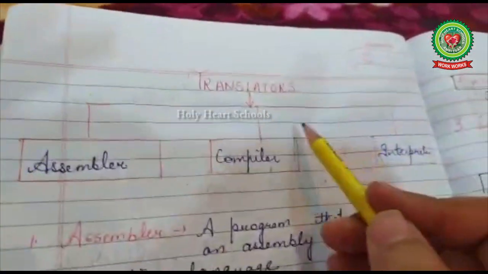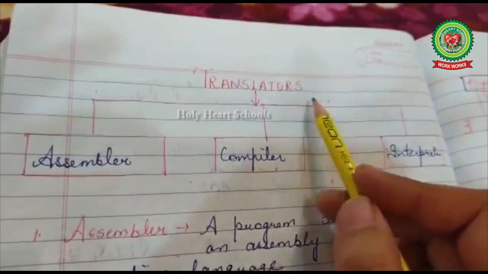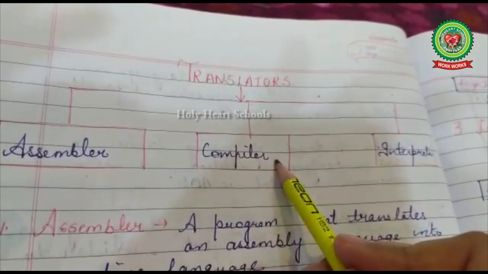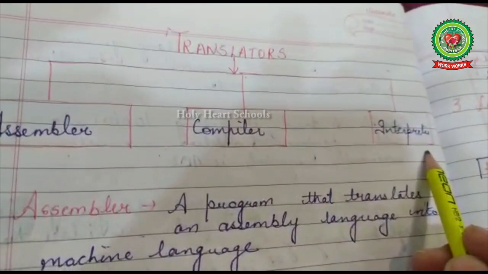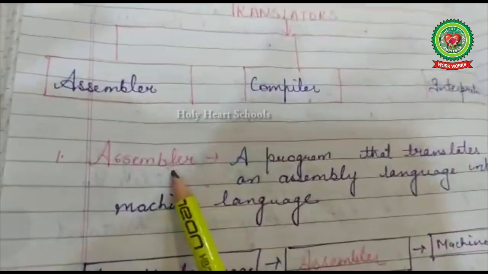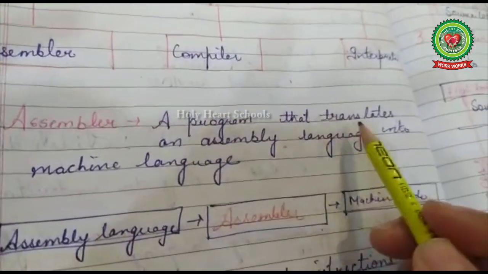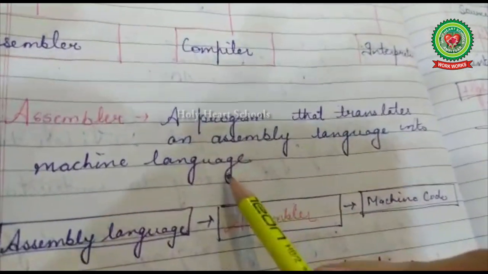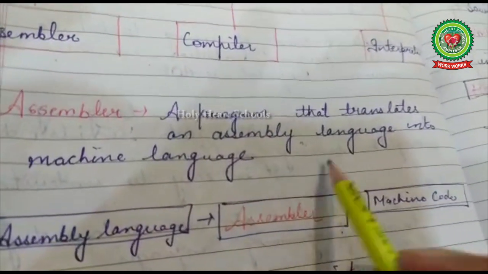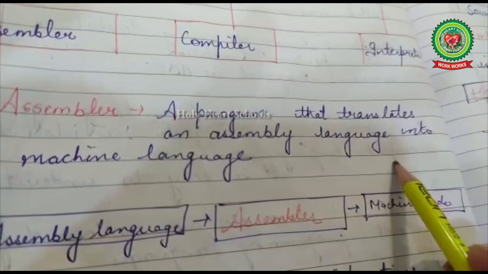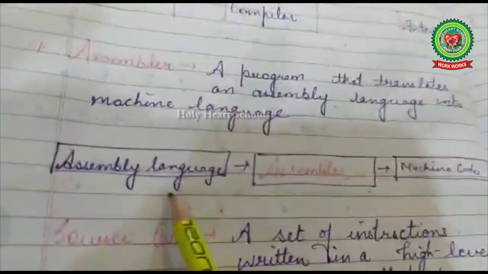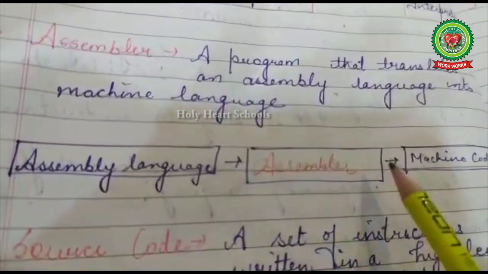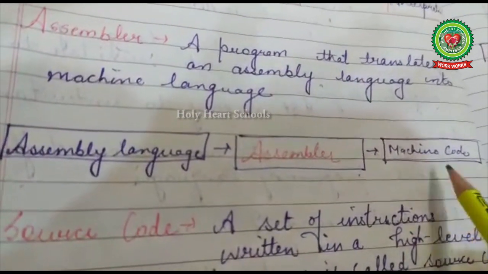Now we will discuss the different types of translators. First we have the assembler, next we have the compiler, and next we have the interpreter. Firstly, what is an assembler? A program that translates an assembly language into machine language. Means if we have written mnemonic codes and we want to translate them into 0 and 1, we will need an assembler that converts our assembly language into machine code.